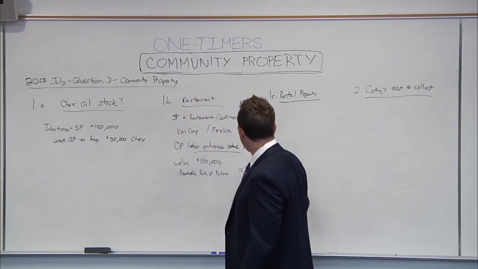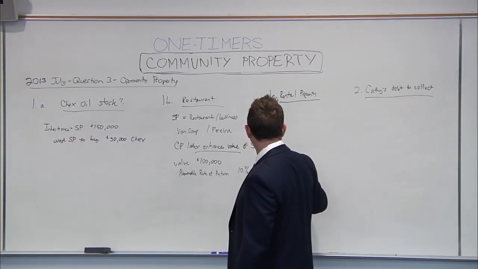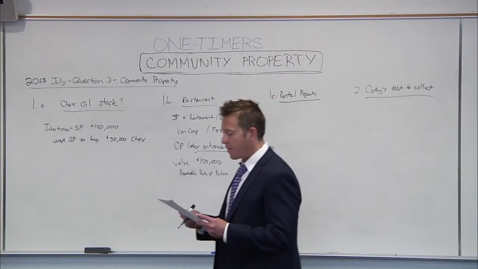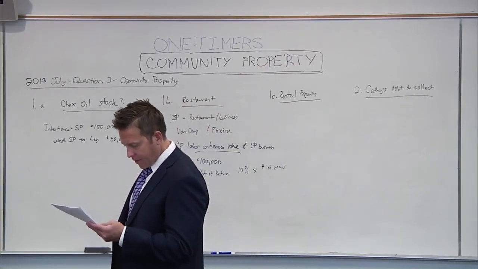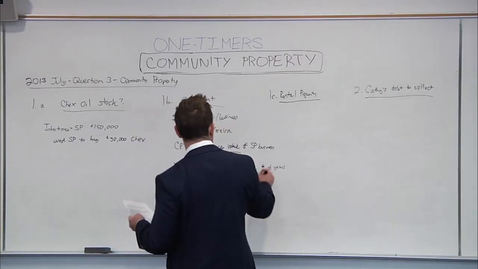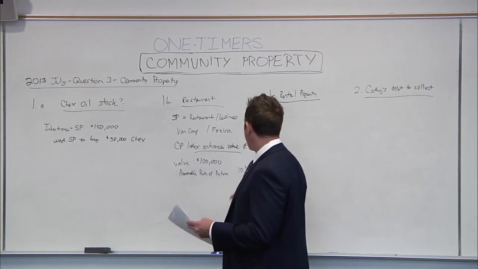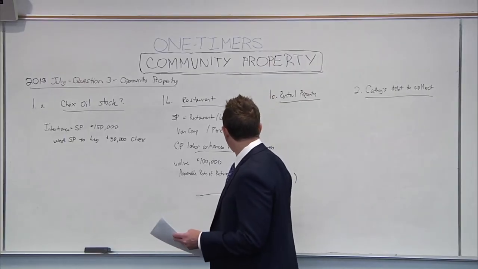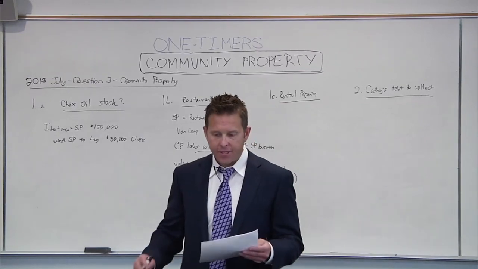So reasonable rate of return times the number of years they're married, or the number of years they had the business. So they had the business in 2007. Looks like they're dissolving their marriage in, I don't know what year it is, but it's going to be from 2007 to whenever. That's going to be the number of years, and that is what's going to be the separate property value. Okay, we'll get to that in a minute.